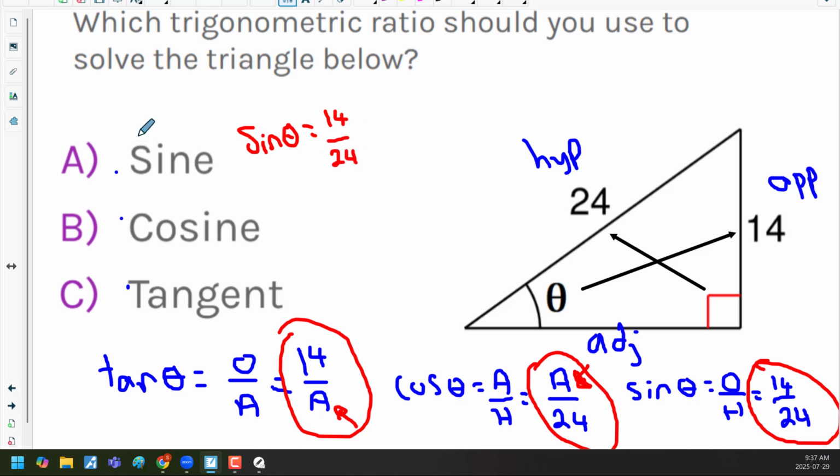And we have to use the sine formula. We cannot use the tan formula or the cosine formula because it's not complete. So that's what the question was asking. Which trig ratio should you use? You should use the sine trig ratio.